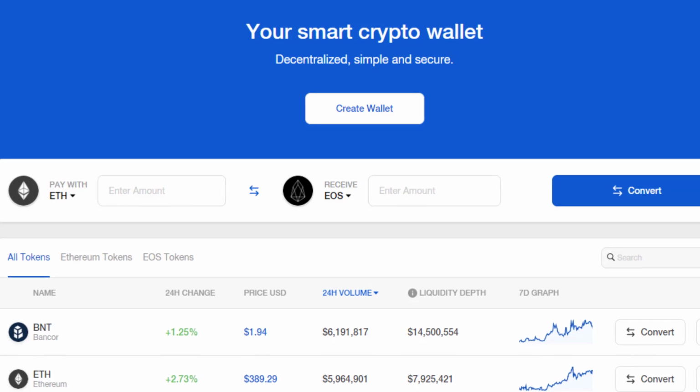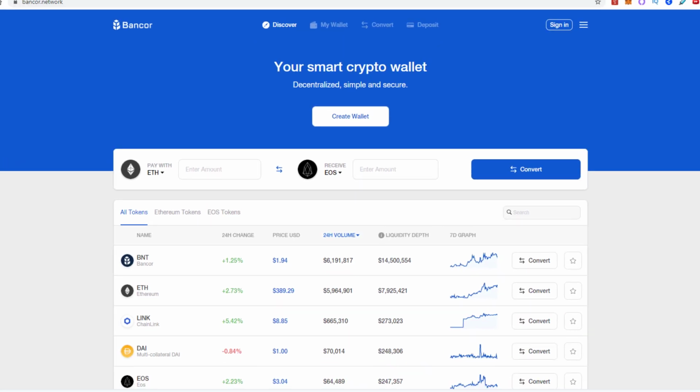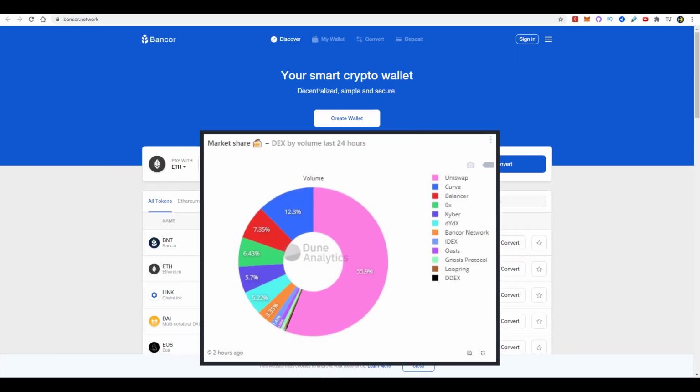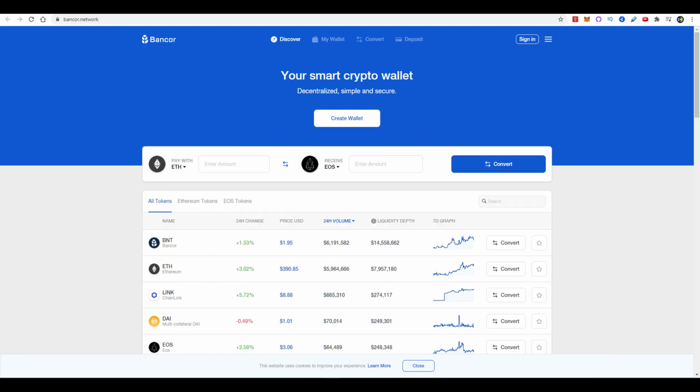But unfortunately, despite offering these services, compared to other DEXs, in terms of volume, Bancor only commands less than 4% of the entire market share. Before I dive into some of the shortcomings, let me go over some of the advantages Bancor has.